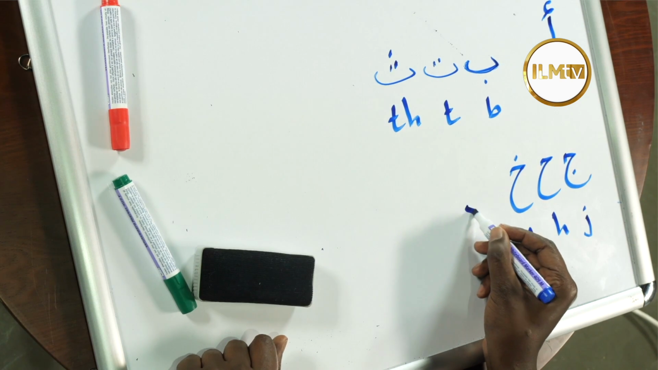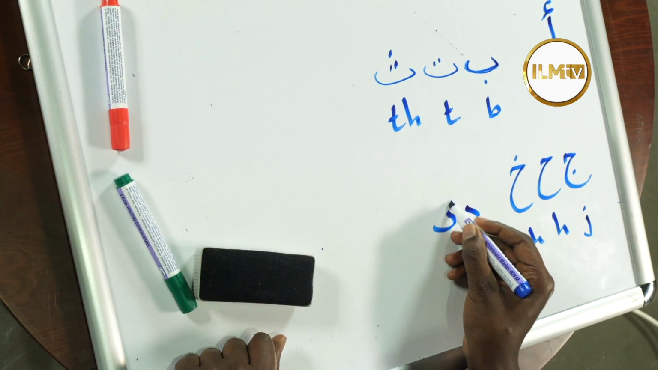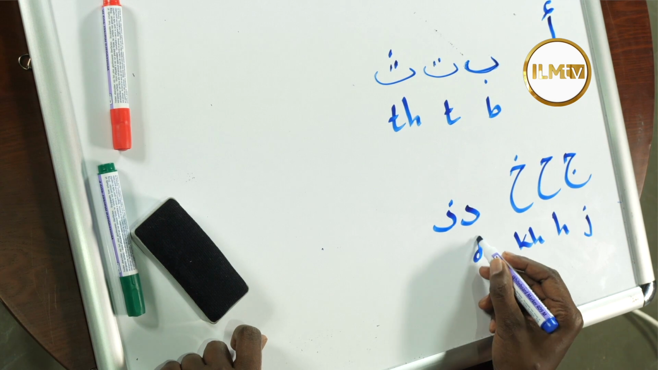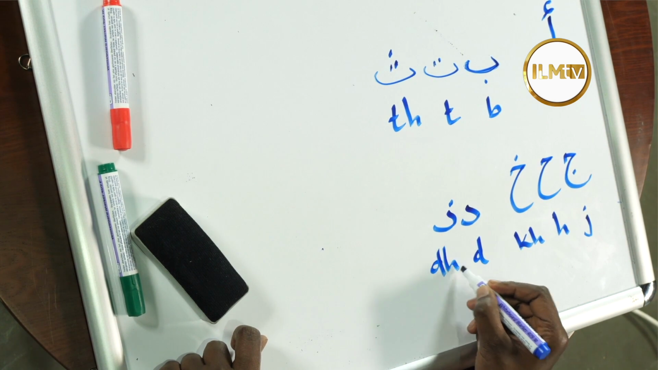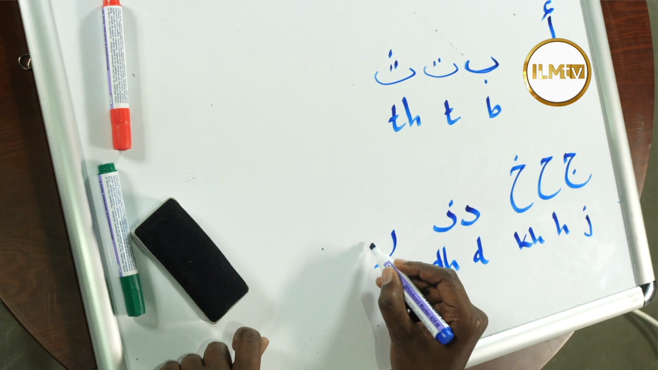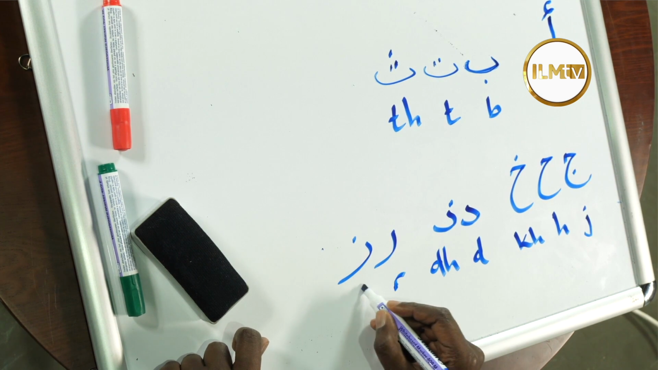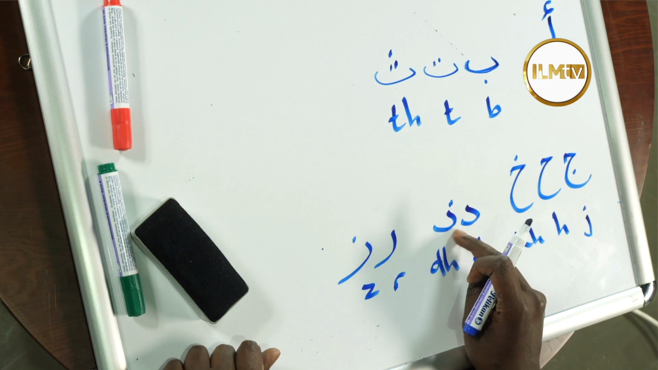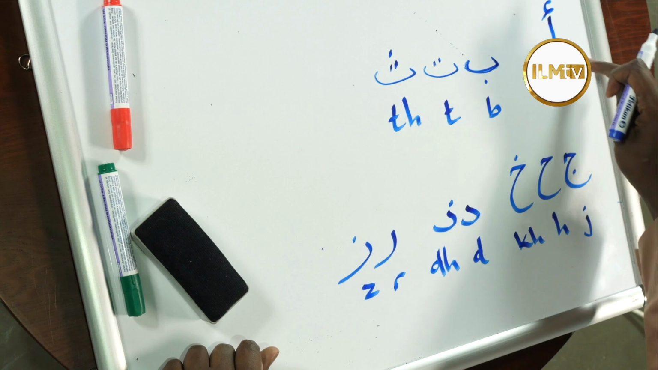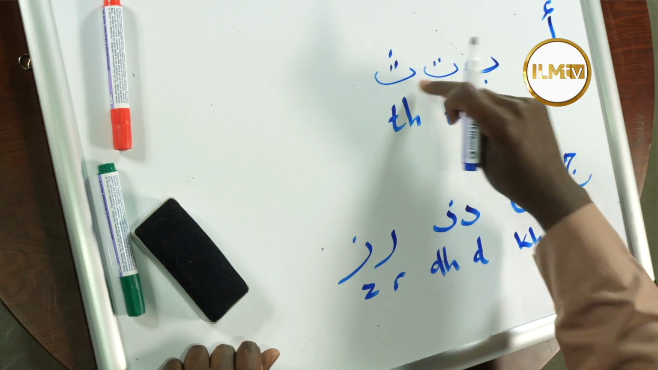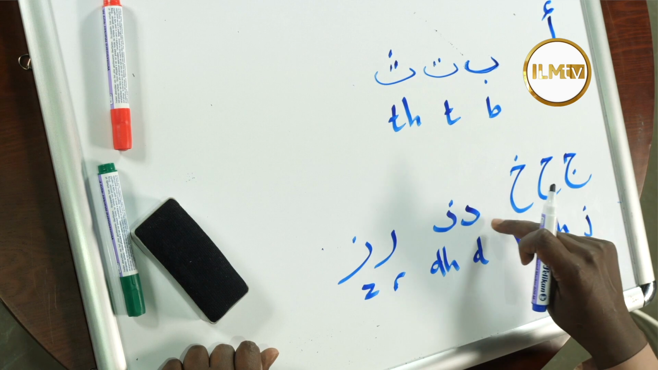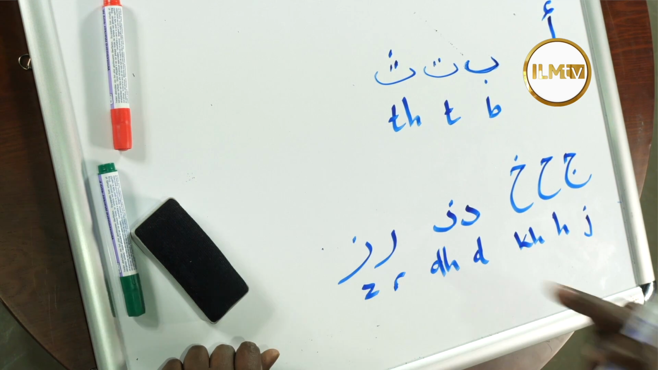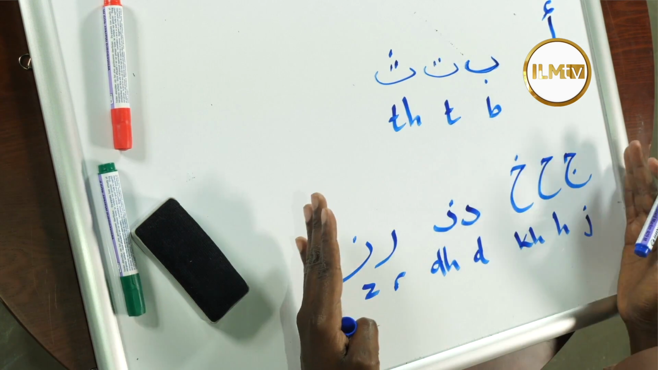Now we have Dal, Dhal, Ra, Zai. That's another set. So we have 1, 2, 3, 4, 5, 6, 7, 8, 9, 10, 11. So this is a third, or more than a third, of the alphabet.